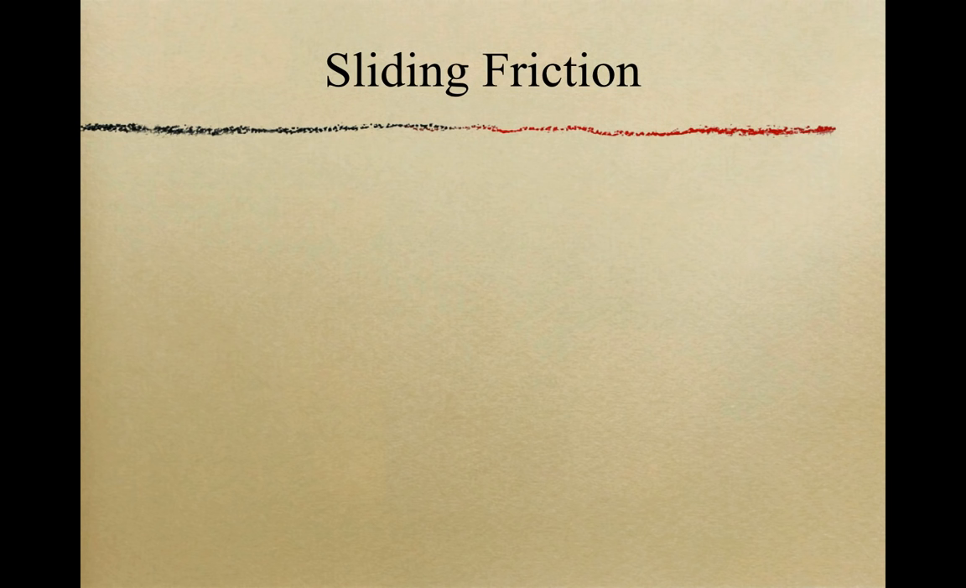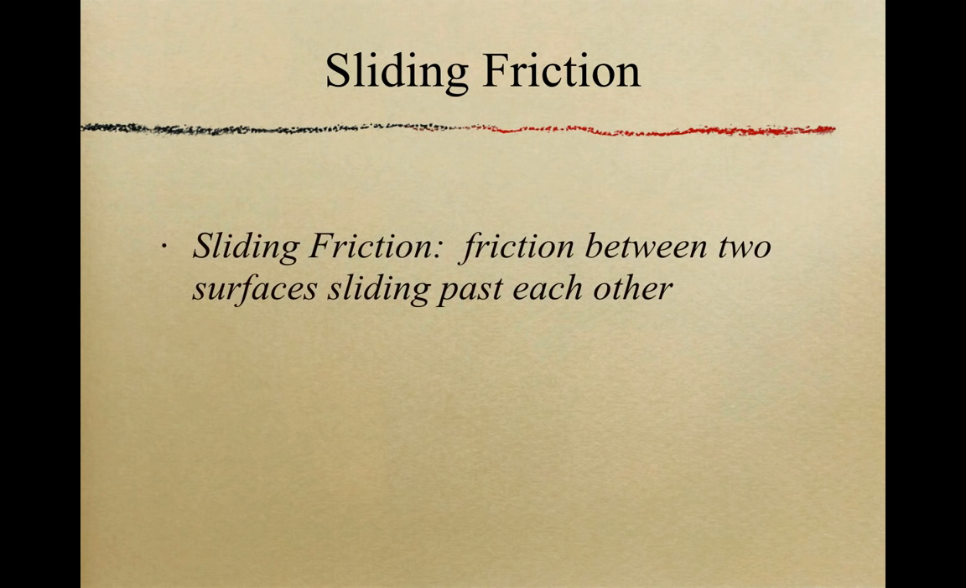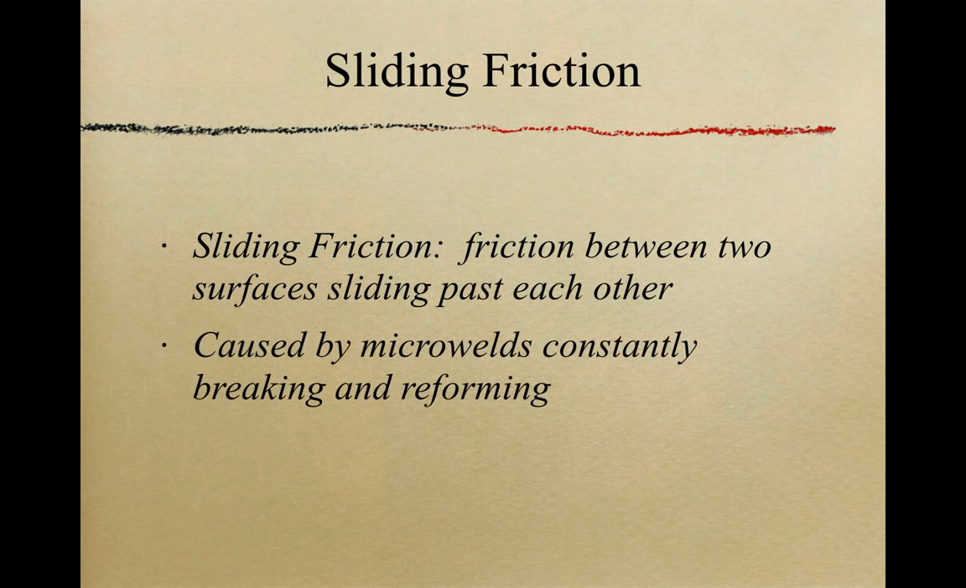Second type of friction is sliding friction. Sliding friction is friction between two surfaces that are sliding past each other. This kind of friction is caused by microwelds that are constantly breaking and reforming. A couple examples for this: a sled sliding over snow, and your hands sliding past each other as you rub them together. Both of those are examples of sliding friction.